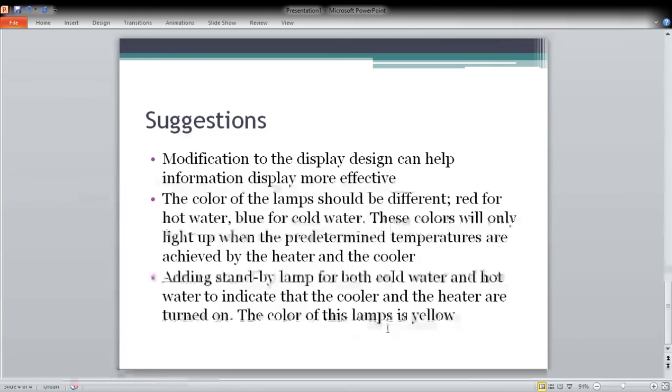So that is my suggestions, and that wraps up my presentation for this.